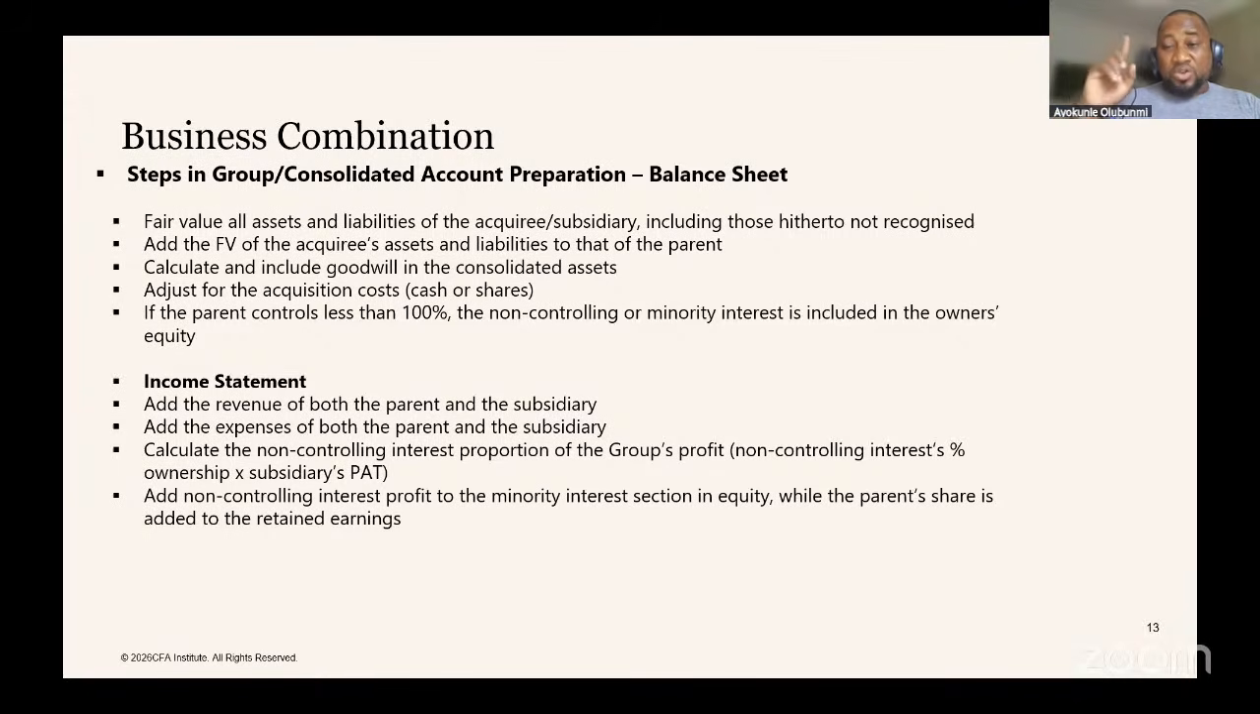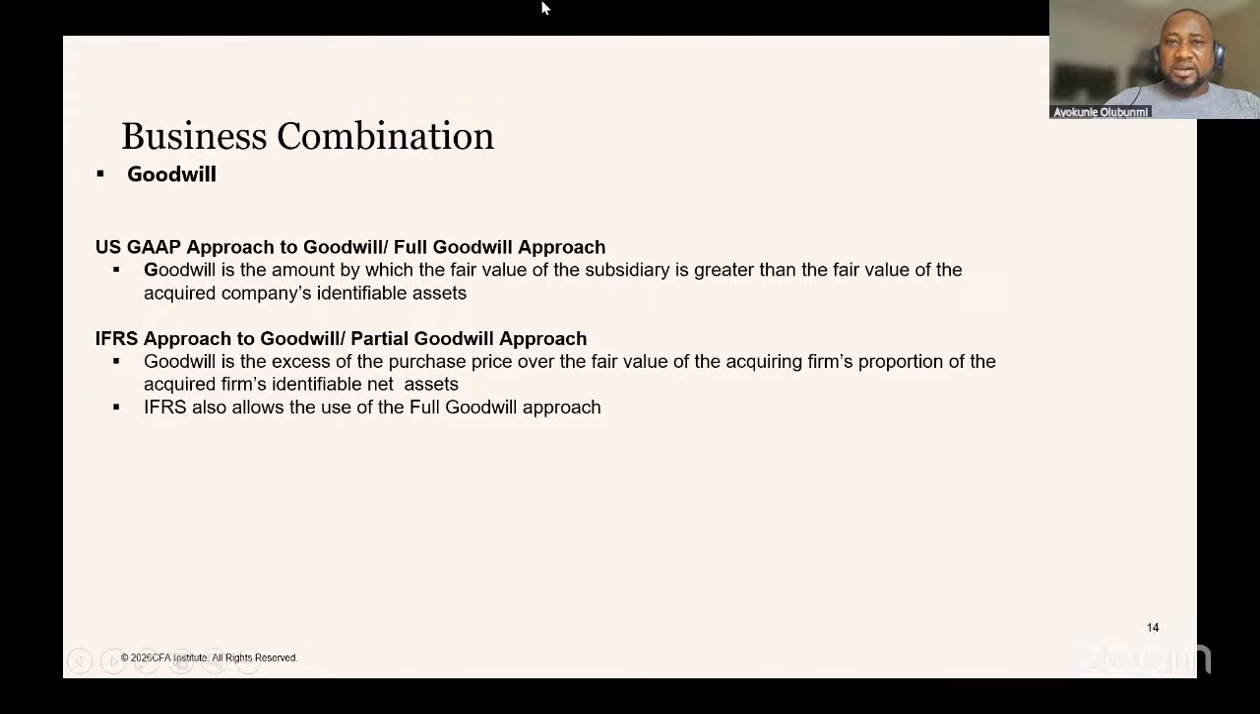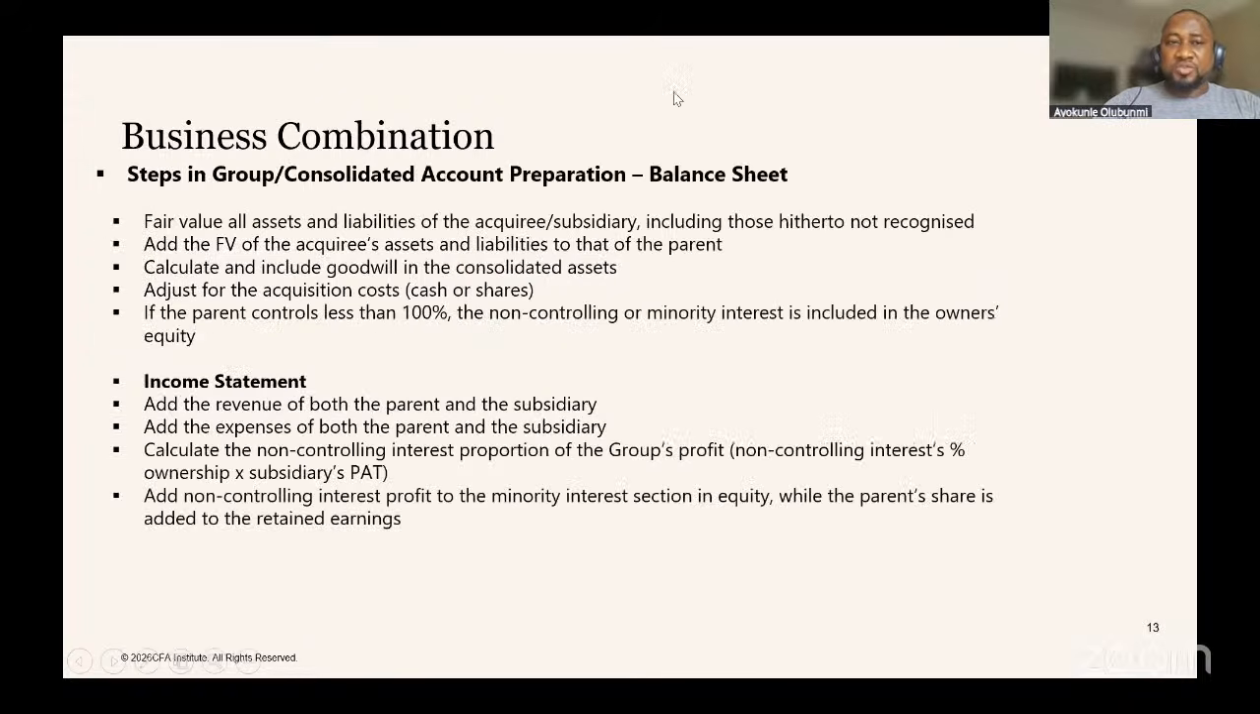Please note, what you use for consolidation of the subsidiary is the fair value of the assets and liabilities and not the book value. After getting the value of the investing company, then you compute goodwill. We'll talk about how goodwill is computed very soon. The next thing also is to adjust for, Tolu, I'll still come back to your question on amortized cost very soon. Let me just finish this slide and I'll come back to that.